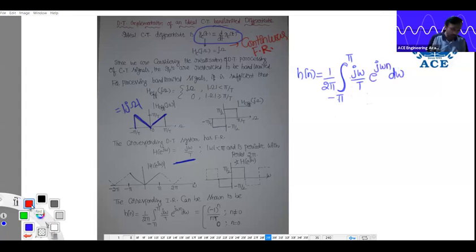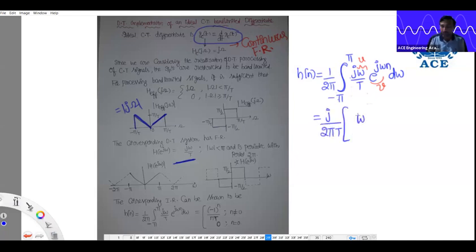Here we are applying the integral UV rule. I feel omega like u, the other one v. So further, j by 2 pi t. First u integral v means what you are writing? Omega e power j omega n divided by jn, minus the differentiation of omega, which is 1.